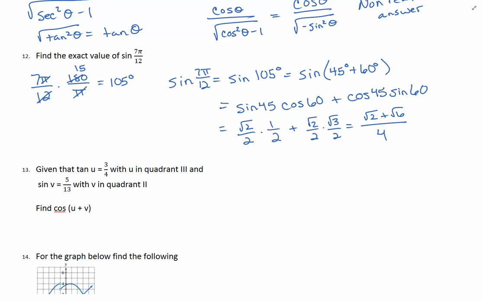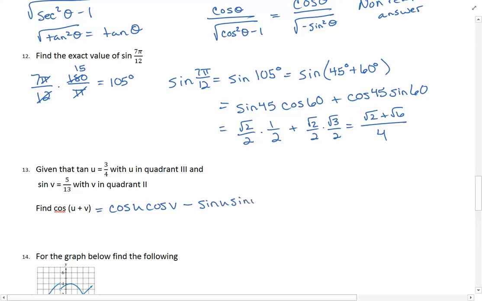Okay, now on 13, we have the sine of v is equal to 5/13 with v in quadrant 2, and we have the tangent of u is 3/4 with u in quadrant 3. We want the cosine of u plus v. So our formula is cosine u cosine v minus sine u sine v.